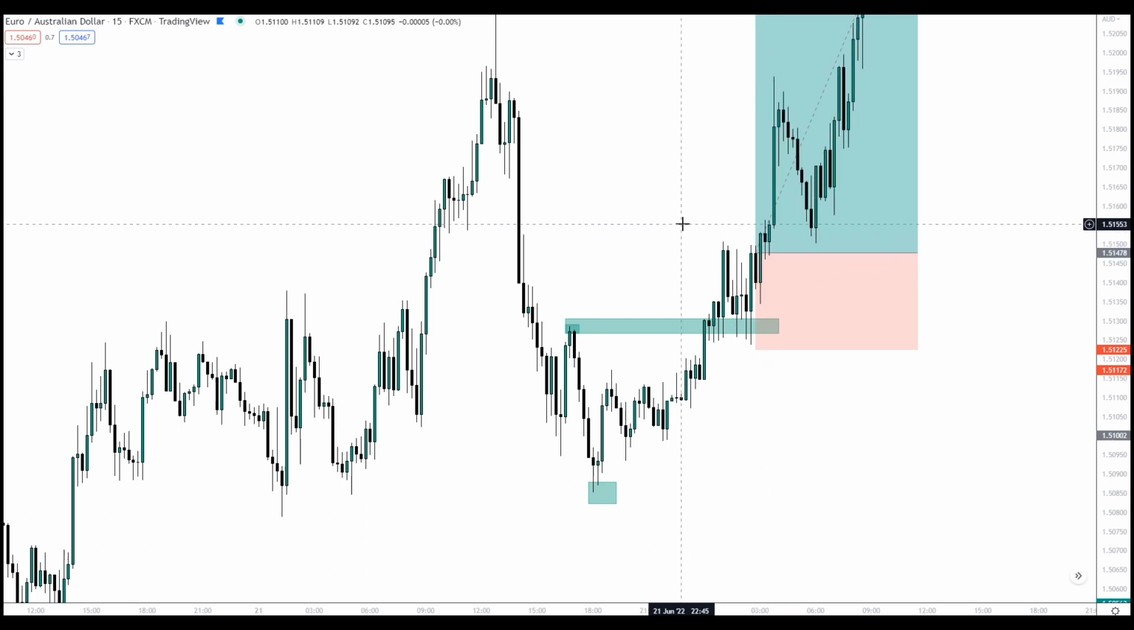and it's easy as that. So that is pretty much a basic lesson on market structure, trading the trend, how to spot a reversal. I hope it did help you.